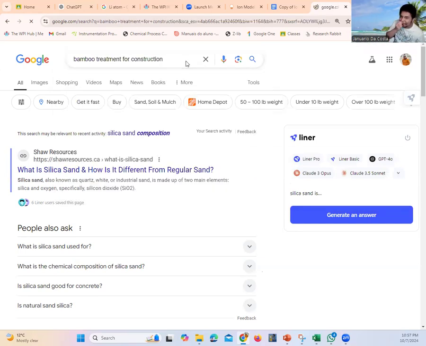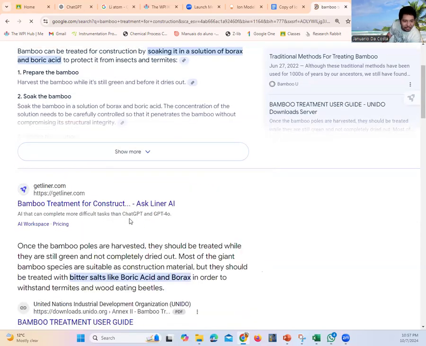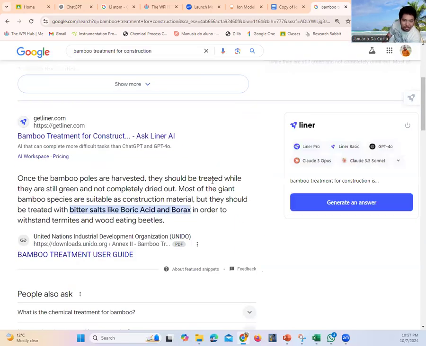Okay, Google, let's do a quick Google search, okay? Once the bamboo poles are harvested, they should be treated while they're still green and completely dried out. Most of the giant bamboo species are suitable, but they should be treated with a salt like boric acid and borax. Boric acid is just boron and some hydrogen.